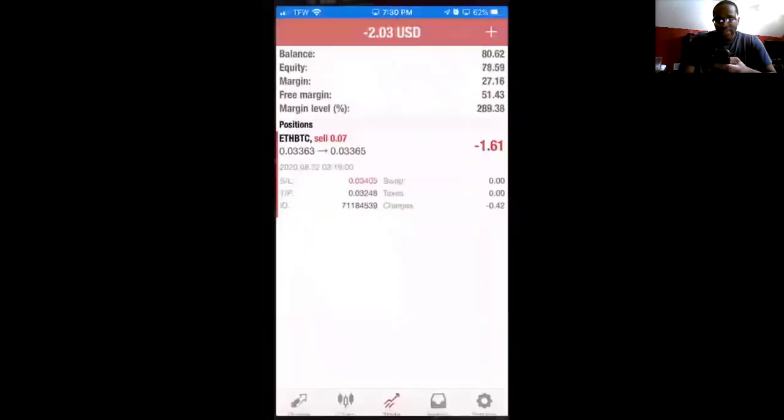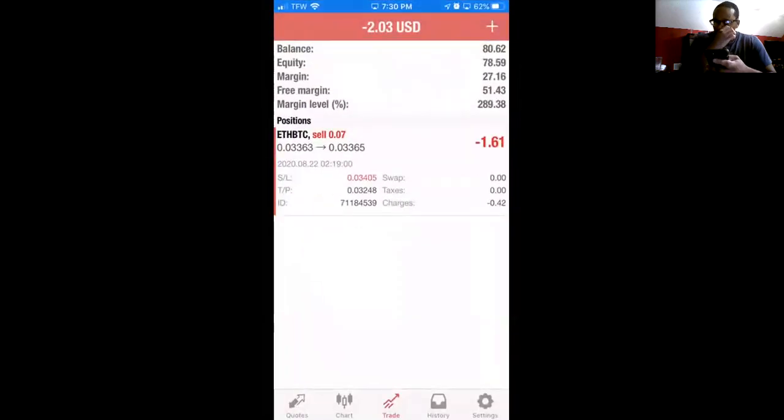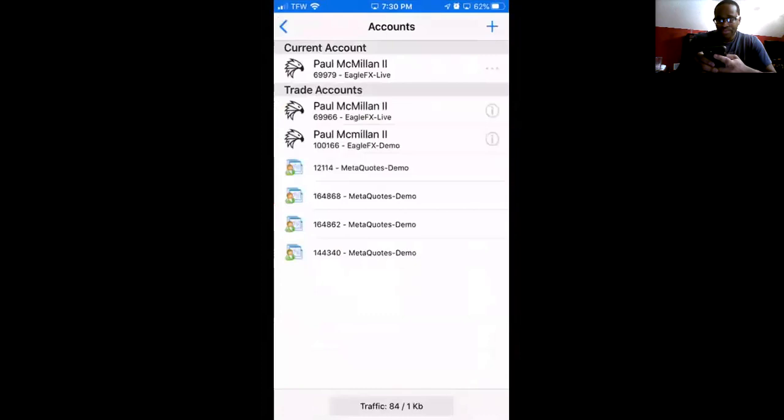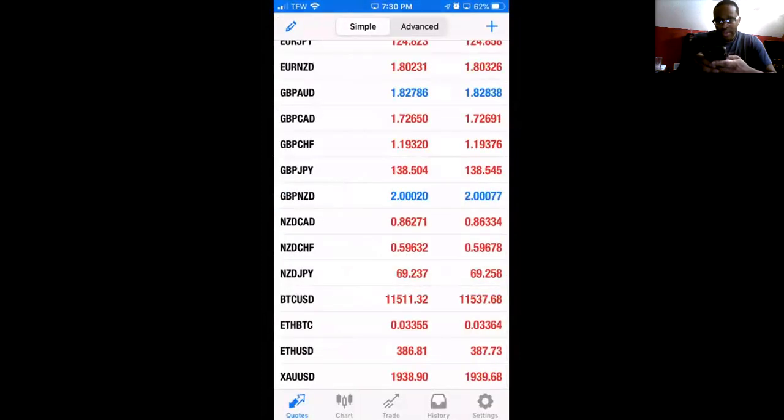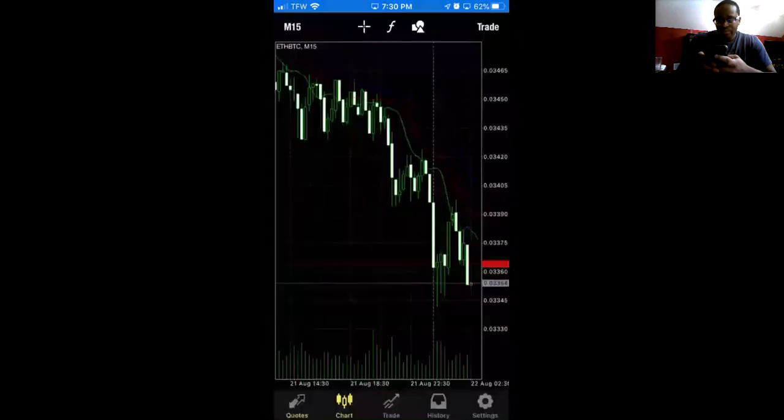Now I'm already in this trade on one of my live accounts. And as you can see, I'm negative $1. So I think it's safe to say that I'm headed in the right direction, but I'm going to show you how I'm going to enter this trade in my demo account. So we're going to hit my demo account. We're going to choose Ethereum versus Bitcoin.